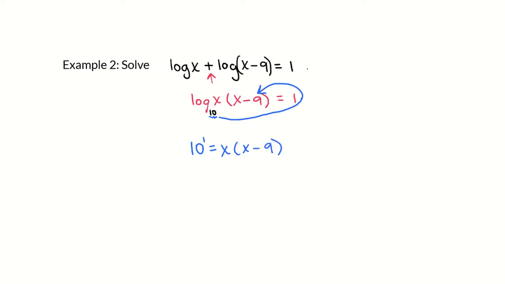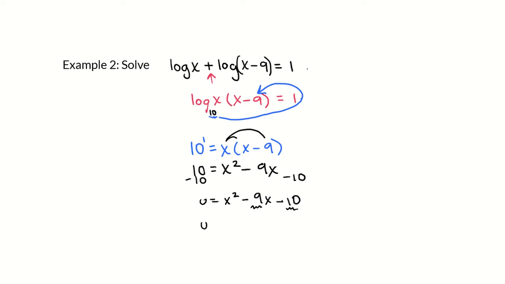Now let's simplify and solve this quadratic equation. Distribute the x to get x squared minus 9x equals 10 to the 1, which is 10. Now let's move the 10 over to the other side so that we have all terms on one side, to get 0 equals x squared minus 9x minus 10. To solve a quadratic, we could use the quadratic formula or factor. This is factorable. We look for a pair of numbers that multiplies to negative 10 and adds to negative 9. Those numbers are negative 10 and positive 1.